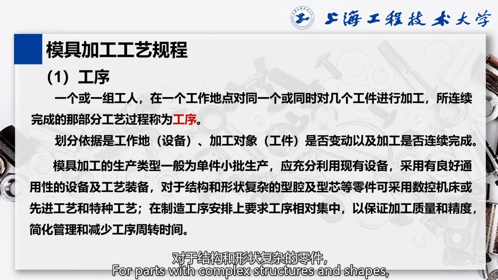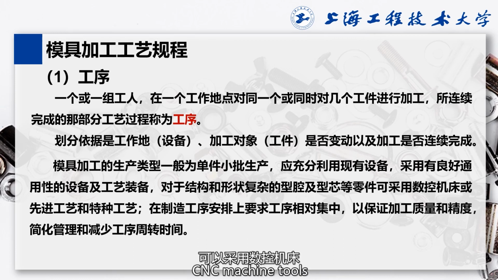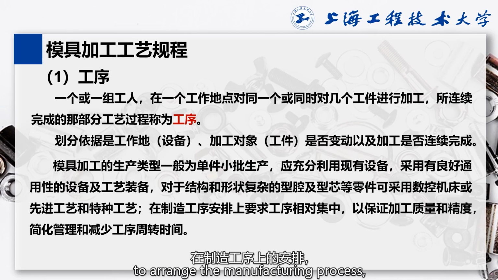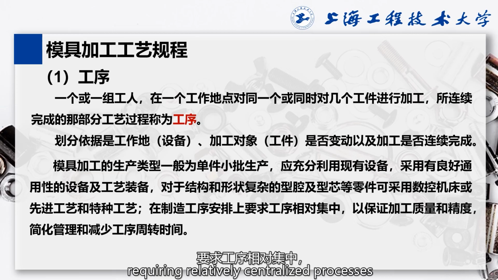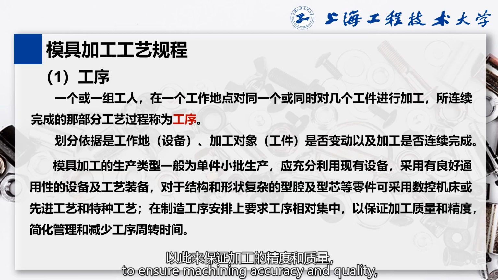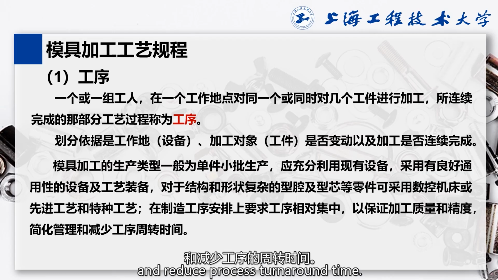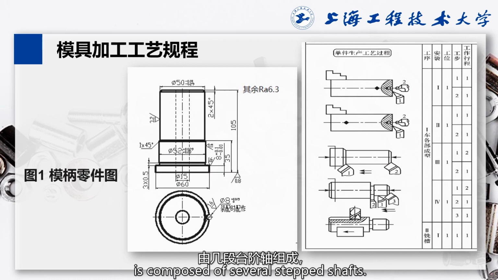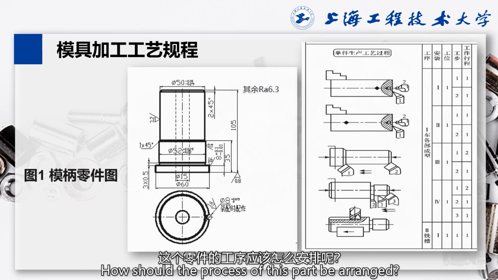For parts with complex structures and shapes, CNC machine tools or advanced processes and special machine techniques can be used to arrange the manufacturing process, requiring relatively centralized processes to ensure machine accuracy and quality, simplify management, and reduce process turnaround time. As shown in the figure, the mold handle part is composed of several stepped shafts. How should the process of this part be arranged?